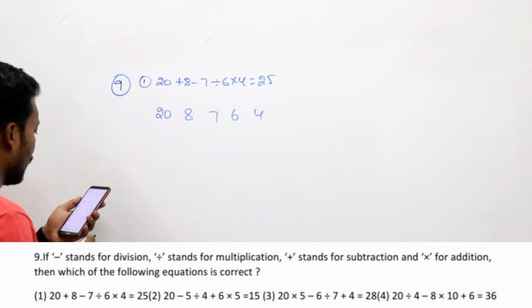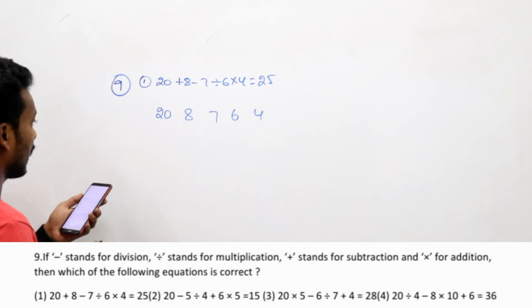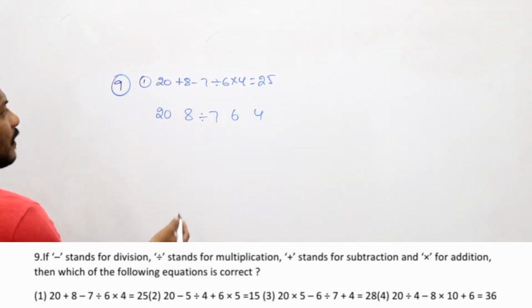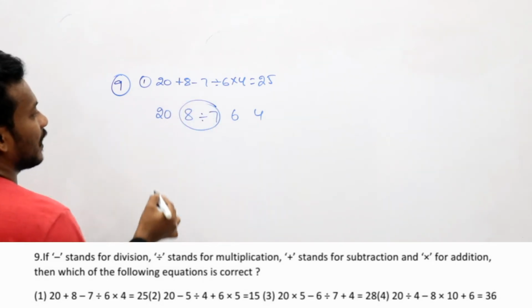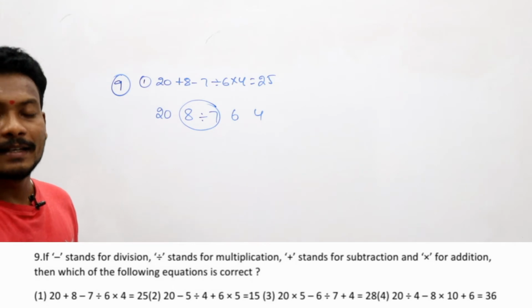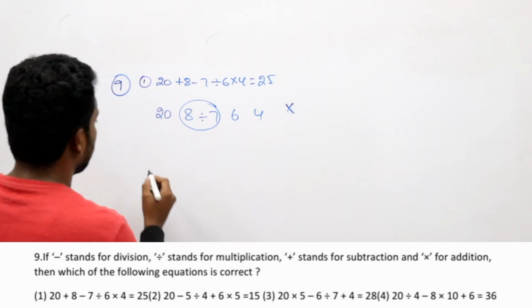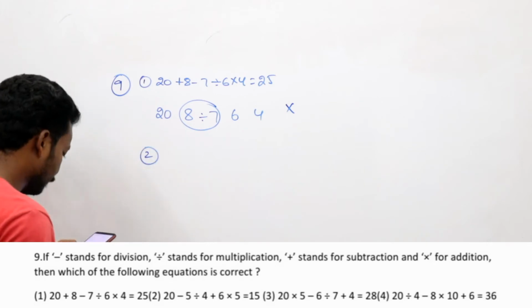What are those things? First one is plus, stands for minus. Minus stands for division, meaning 8 divided by 7 gives a recurring decimal value. That's why we cannot choose this one. What about the second option?